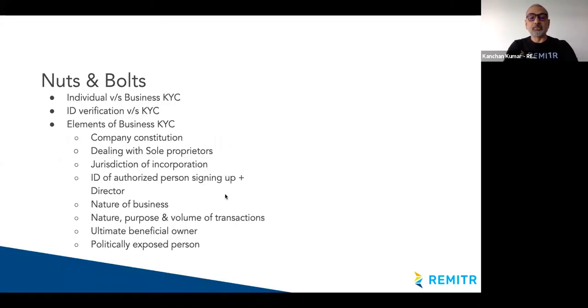So now let's just talk about nuts and bolts. Very quickly, we're talking about business KYC here. Business KYC is very different from individual KYC. What you do in individual KYC is a subset of what you do in business KYC, because when you deal with businesses, you also deal with individuals who own or run those businesses.